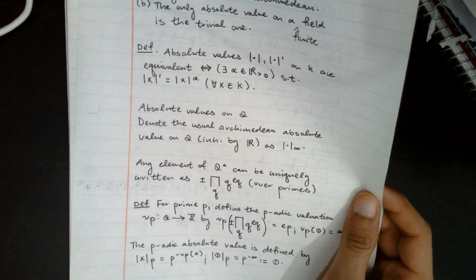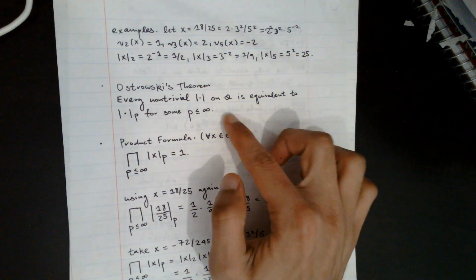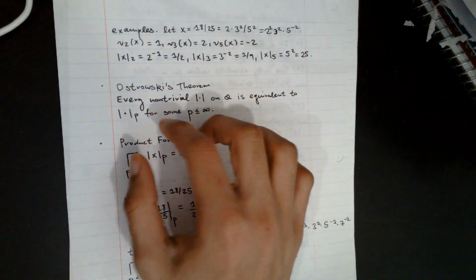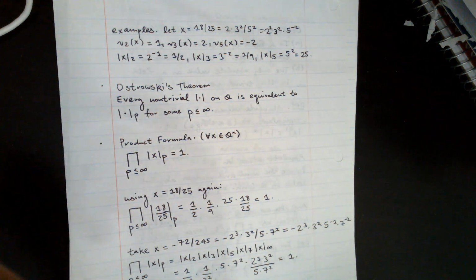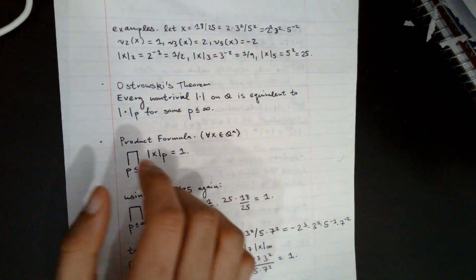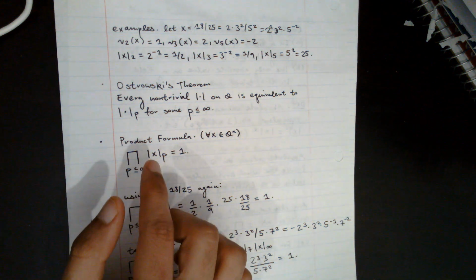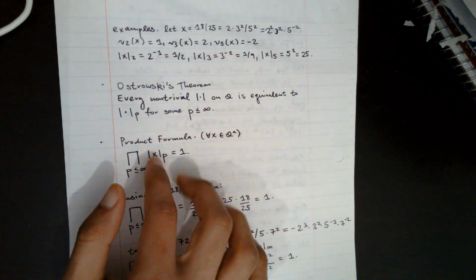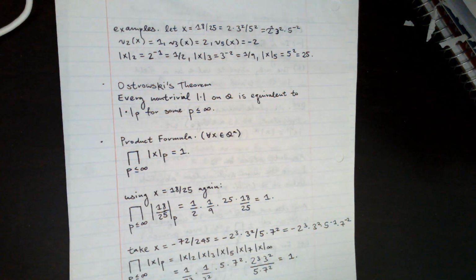And with the p-adic valuation and absolute value, we got two theorems, Ostrowski's theorem, which classifies everything as either some p-adic valuation for p finite or absolute value sub infinity. Or we have the product formula here, which says that the product over all absolute values for any element in Q star will be equal to 1. Okay, so we're going to take these ideas and keep them because they're going to be very important to us.